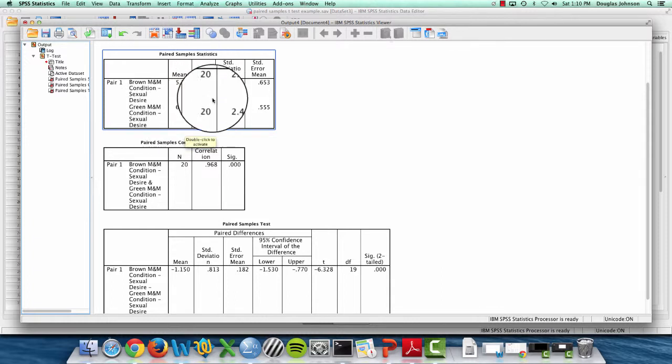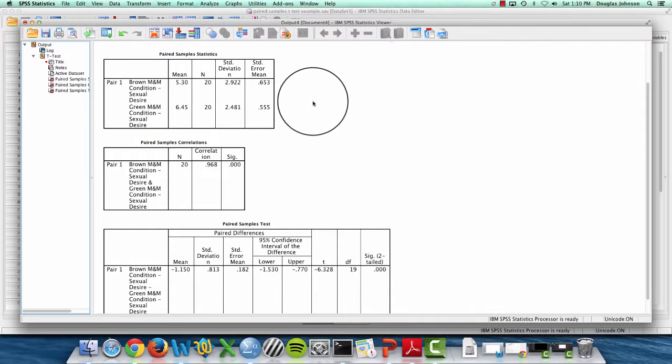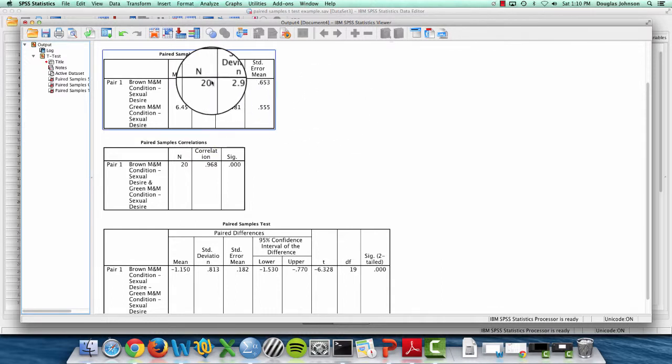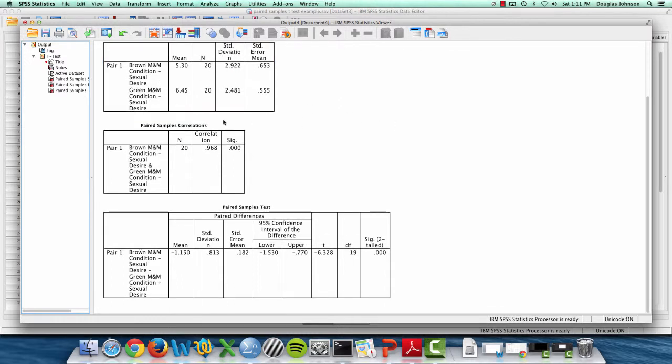Now these Ns are telling us how many scores we have, but the overall N here is 20, right? The same 20 individuals give us these 20 scores as give us these 20 scores. So we have our descriptive information, mean and standard deviation for the green condition, mean and standard deviation of the brown condition. We cannot worry about this for now.